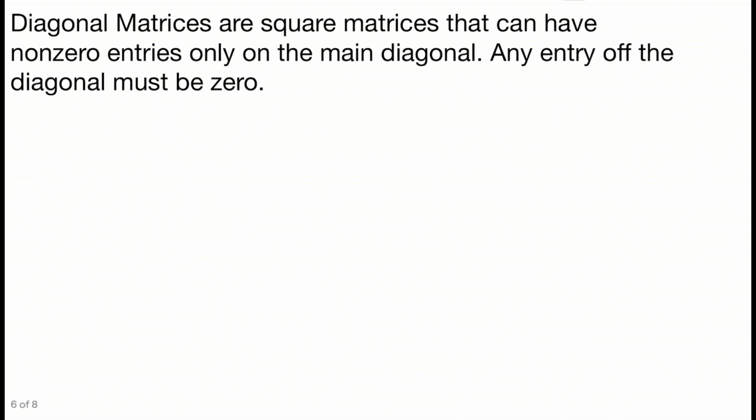Now let's look at what's called a diagonal matrix. Diagonal matrices are square matrices, once again we have square matrices, that can have non-zero entries only on the main diagonal. So only on the main diagonal. All entries off the diagonal must be 0.